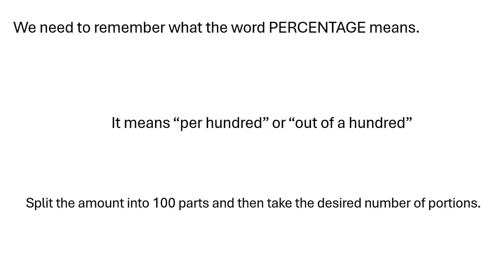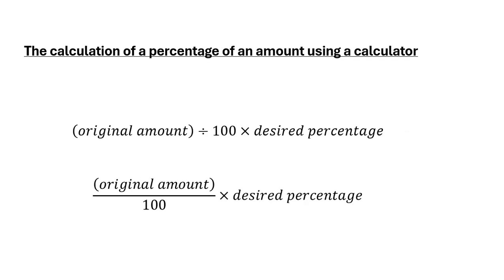So following that logic, the way that we're going to approach this is we're going to start by dividing it into 100 equal parts, and then we're going to look at what percentage we want and take as many of those parts as we can. Now, using that logic leads us on to quite a nice, simple formula that we can use with a calculator.